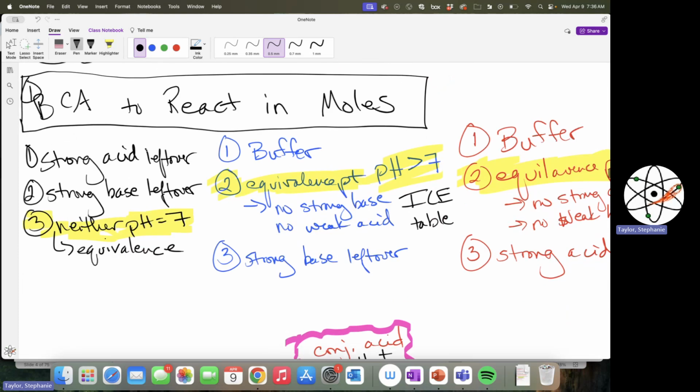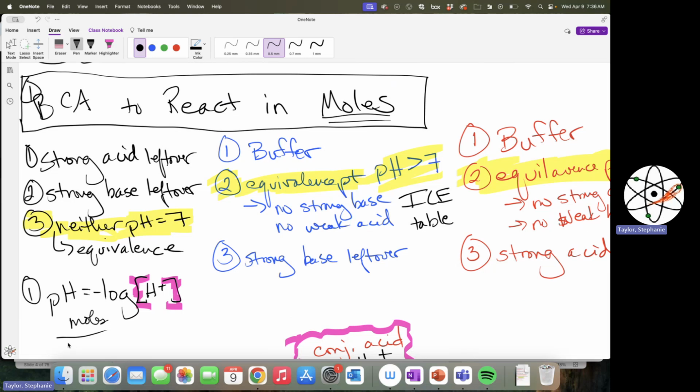So if it's number 1 and we're talking about the strong acid leftover, you are headed for just the pH equation. Now that does mean that you need molarity. So that lovely reminder that these brackets here mean molarity. So you are going to have to take the end of the BCA table, which is in moles, and find moles divided by total volume, and then just plug into the pH equation. So if that's where you're at for a strong acid left over, then that's all you need.